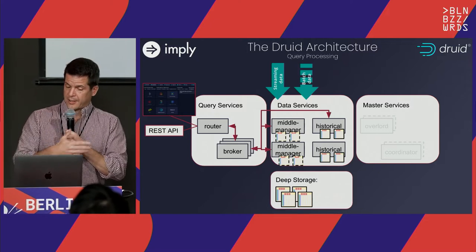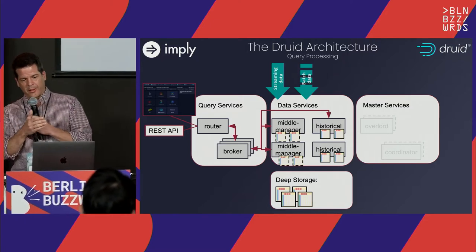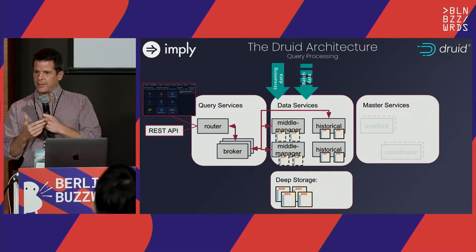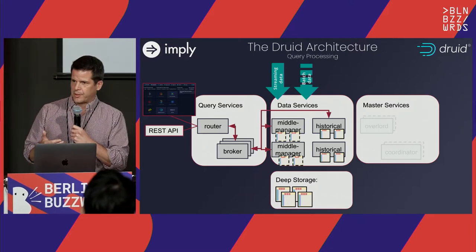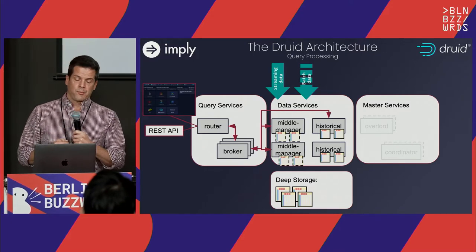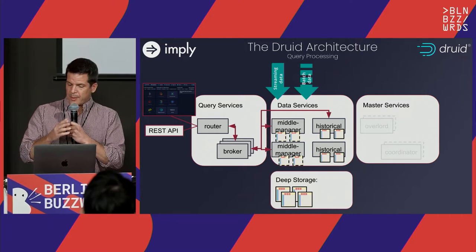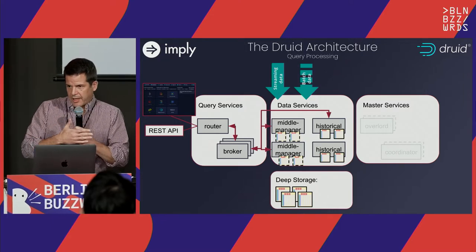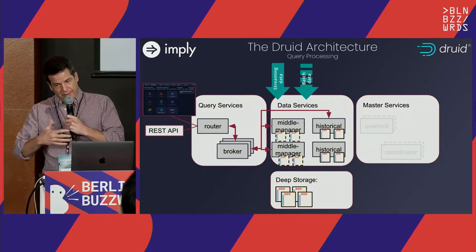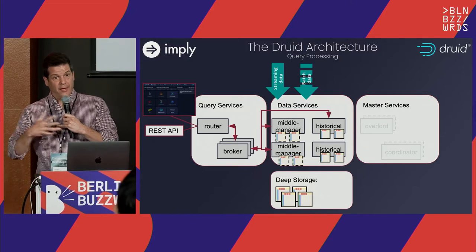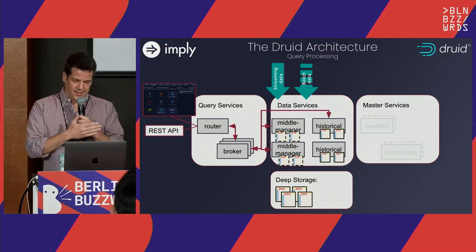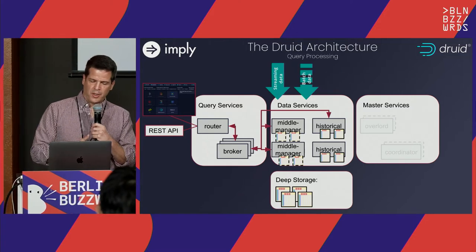So when a query comes in, again through the router, you submit queries either through the REST API, through a user interface, or through JDBC. And the query is submitted to one of the brokers. So you can have many brokers. This also provides higher concurrency if you have lots of queries running. So it distributes the queries among the brokers.